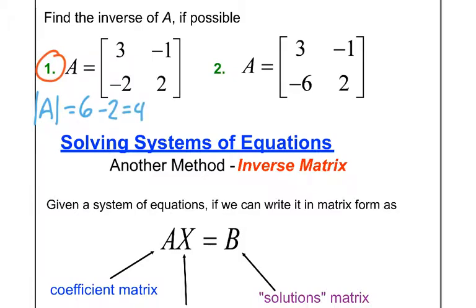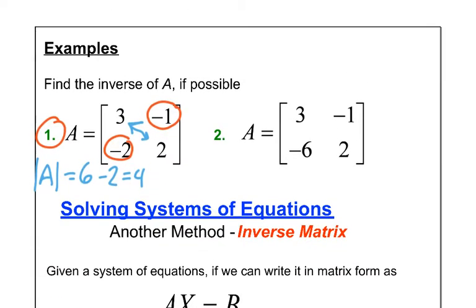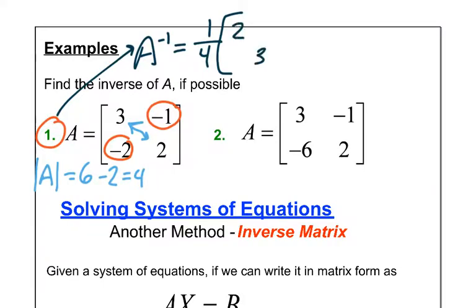And then if I scramble my matrix, that means I'm going to switch these two numbers and change the signs of these two numbers. And then we're going to use our formula. Okay, here we go. Up here on top, a little bit of space. For number 1, I'll use the inverse notation, A inverse. The formula says it's 1 over the determinant of A, which was 4, multiplied into our scrambled matrix. So the 3 and the 2 switch, and the negative 1 becomes positive, and the negative 2 becomes positive.